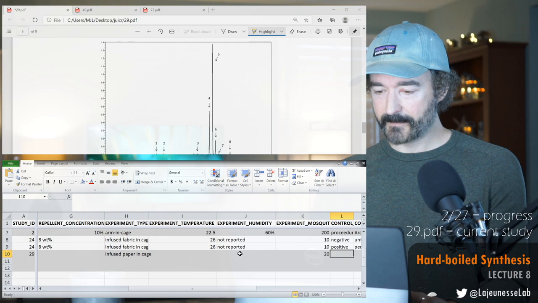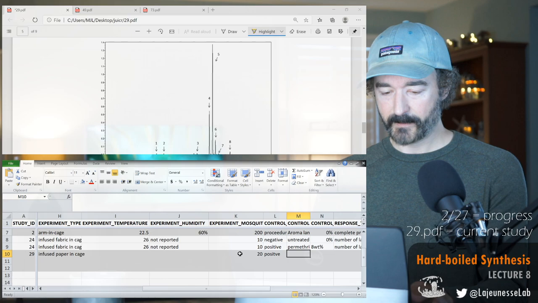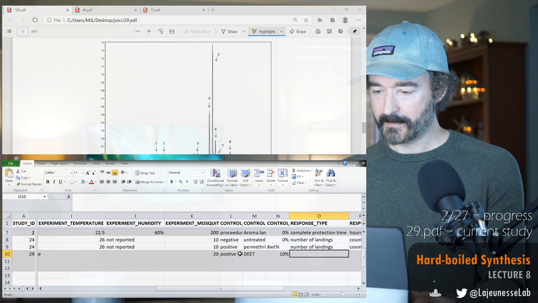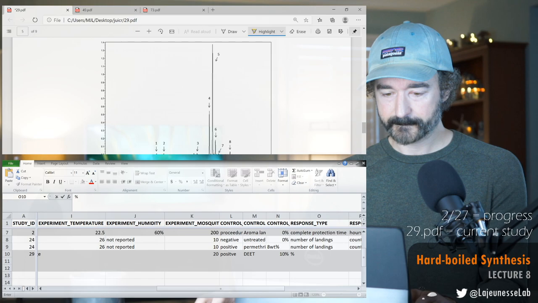Okay, so we have a positive control. It was DEET, 10%. What do they call it? Percent landing reduction.